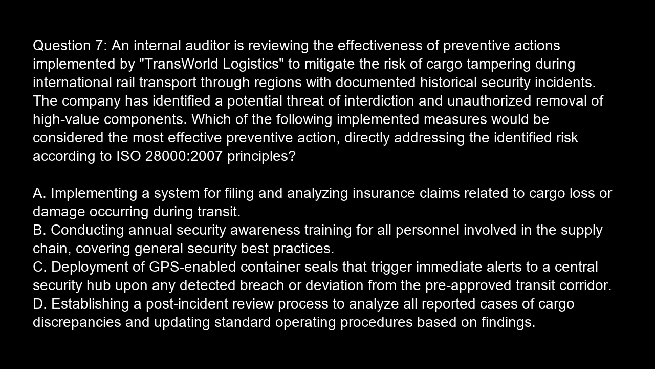Implementing a system for filing and analyzing insurance claims related to cargo loss or damage occurring during transit. Option B. Conducting annual security awareness training for all personnel involved in the supply chain, covering general security best practices. Option C. Deployment of GPS-enabled container seals that trigger immediate alerts to a central security hub upon any detected breach or deviation from the pre-approved transit corridor. Option D. Establishing a post-incident review process to analyze all reported cases of cargo discrepancies and updating standard operating procedures based on findings.